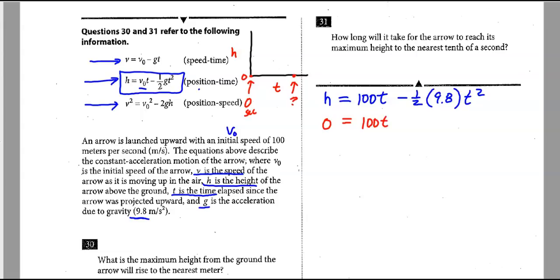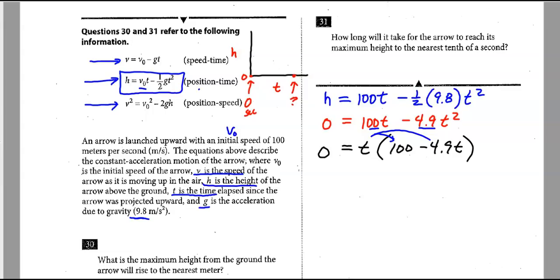This is 100t minus half of 9.8, which is 4.9, t squared. So we're solving a quadratic. The nice part here is there's no constant, so I'm going to factor a t out of both of these, and I'm going to do 100 take away 4.9t. Basically, that's like the reverse distributive property. The distributive property says this should equal this number, and this should equal that number, and it does. So factoring is just doing the opposite.